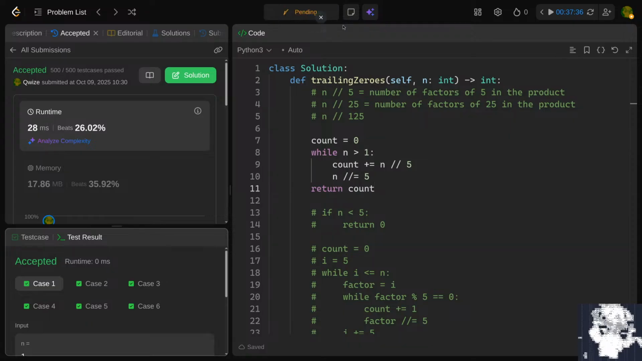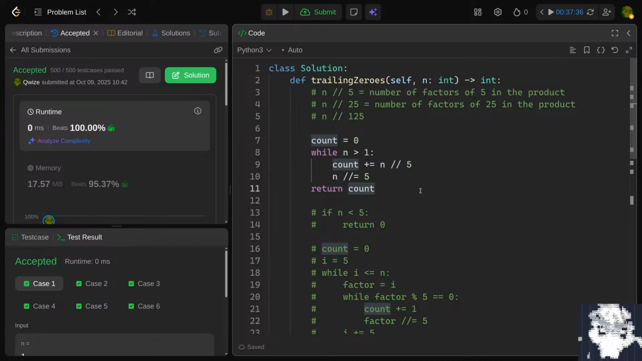Amazing. 0 milliseconds. We did it. What a crazy algorithm in the end.